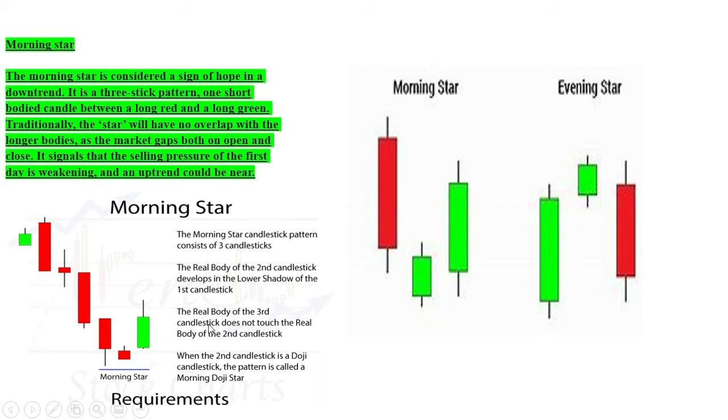In the shadow. When the second candlestick is a doji candlestick, the pattern is called a Morningstar doji. But we don't have to worry about that for this example. But this is how the Morningstar is formed, right? And which occurs at support during a downtrend. So at the bottom of a downtrend, you'll normally see a morning star.